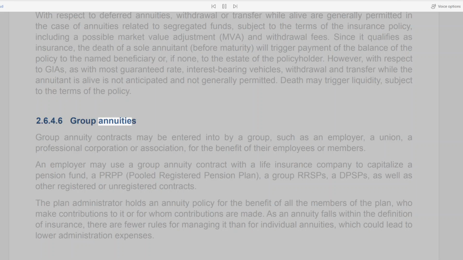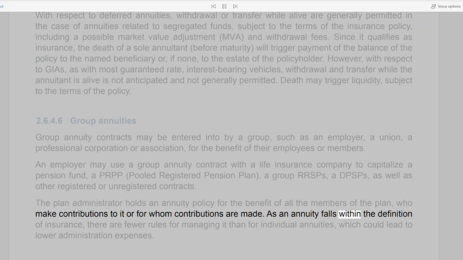2.6.4.6 Group annuities. Group annuity contracts may be entered into by a group, such as an employer, a union, a professional corporation or association, for the benefit of their employees or members. An employer may use a group annuity contract with a life insurance company to capitalize a pension fund, a PRPP, pooled registered pension plan, a group RRSPs, a DPSPs, as well as other registered or unregistered contracts. The plan administrator holds an annuity policy for the benefit of all the members of the plan, who make contributions to it or for whom contributions are made.